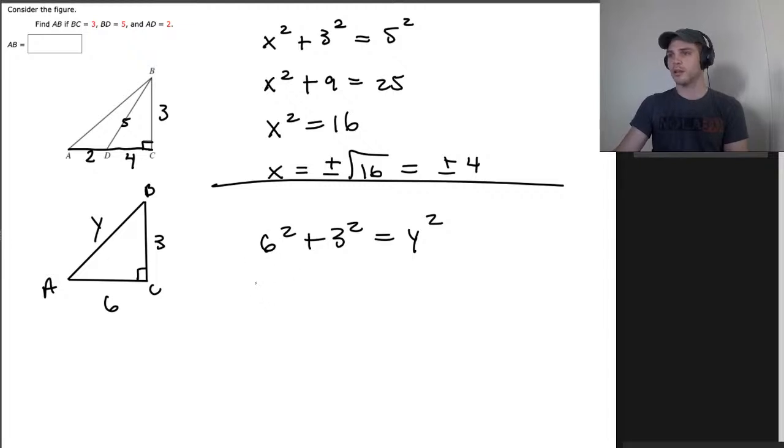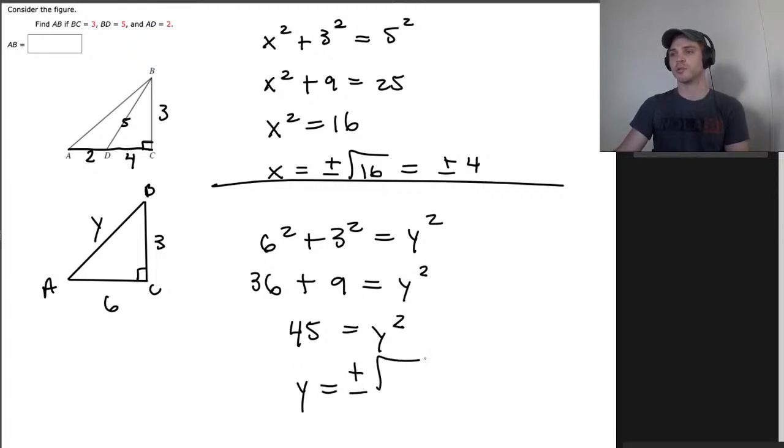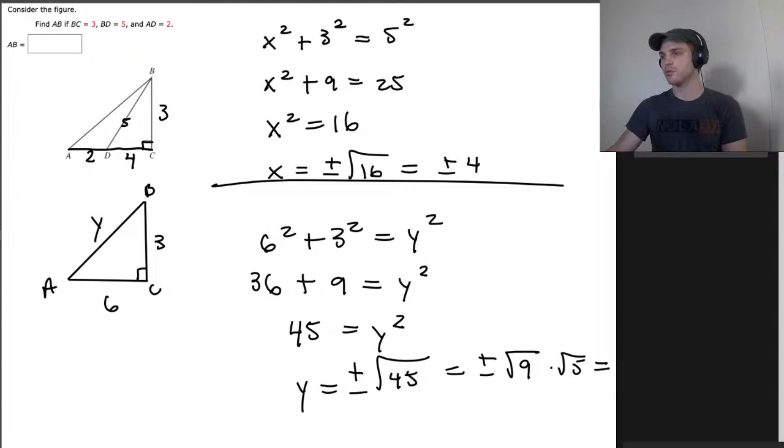And let's see, so this is going to be 36 and 9 equals y squared, and this is 45 equals y squared. And then we take the square root of both sides, so we get y is plus or minus the square root of 45. And so 45 is 9 times 5. So this is plus or minus the square root of 9 times the square root of 5, which is equal to plus or minus 3 root 5.